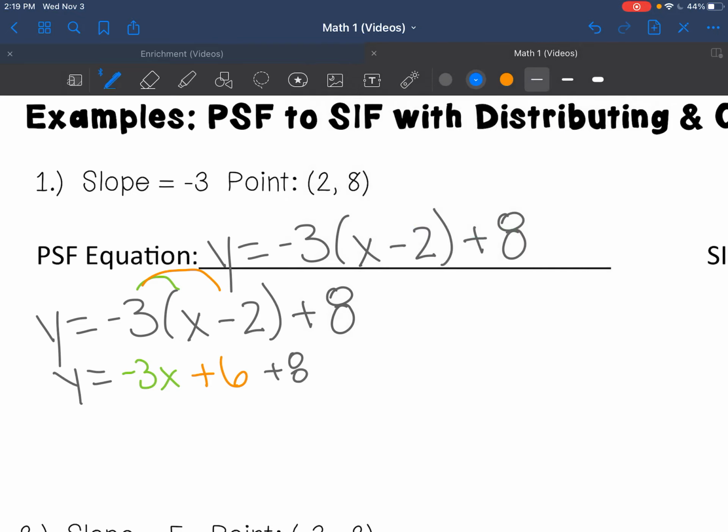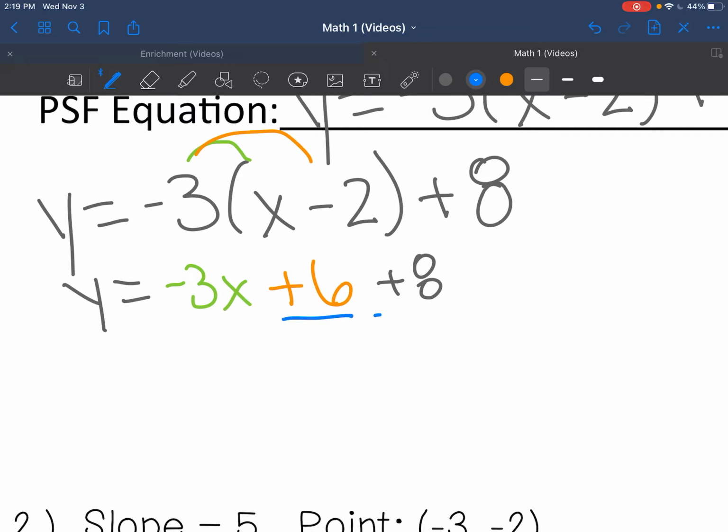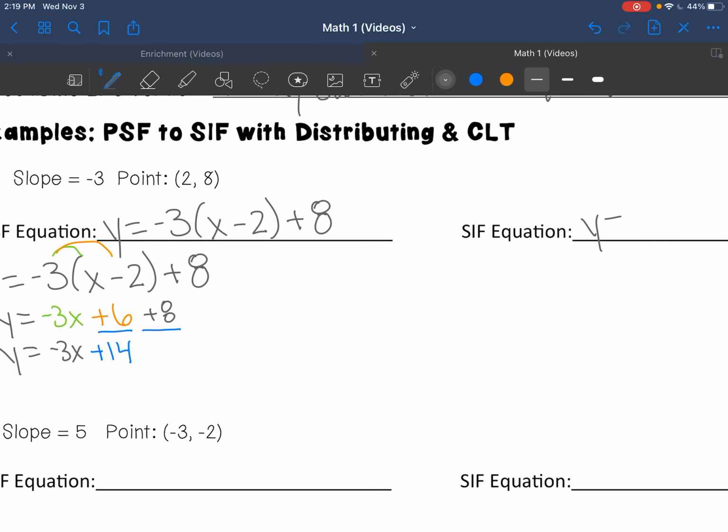Then we are going to combine like terms, which means we're going to add the numbers without a variable. Well, I got 6 and 8 without a variable, so 6 plus 8 is a positive 14. I don't mess with anything else, so I bring everything else down. And look, now that is in slope-intercept form. So our slope-intercept equation is y equals -3x plus 14.